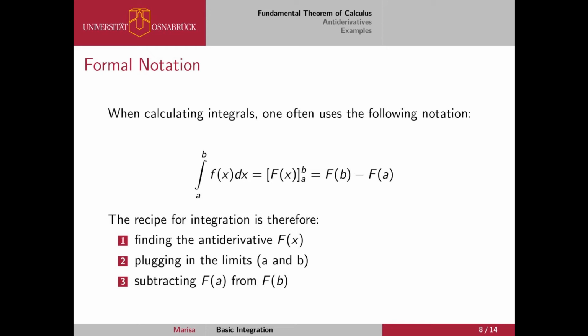So, in summary, when you want to calculate an integral, you have to perform the following steps. First, you need to find the antiderivative of your function. After you've found it, you can plug in the limits for x and then subtract F of a from F of b. The result will then be your integral.